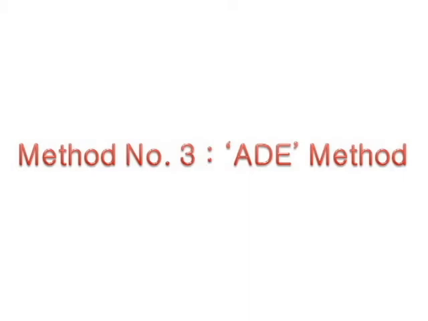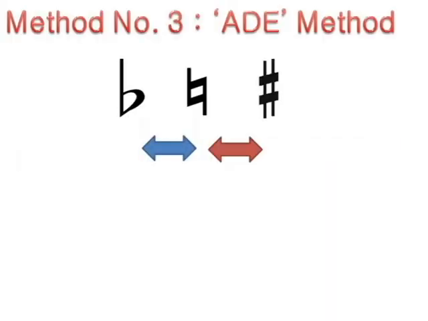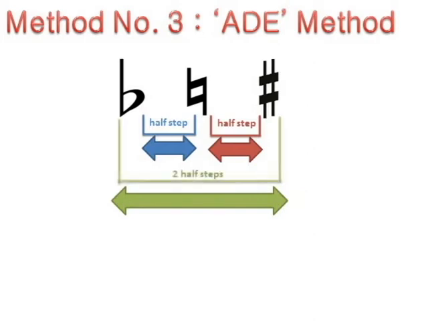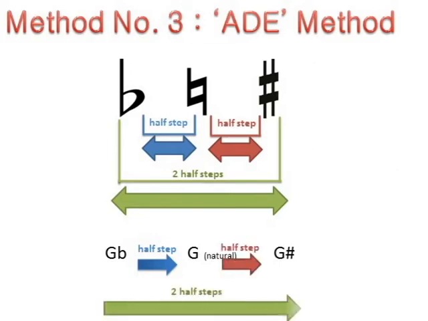In addition to stacking thirds, you need to be comfortable with the concept that movement from a natural to a sharp or flat represents a 1 half step move in either direction. Movement on a single named note from a flat to a sharp represents movement of 2 half steps. Starting on the flat, 1 half step up to the natural, and another half step up to the sharp, and vice versa.